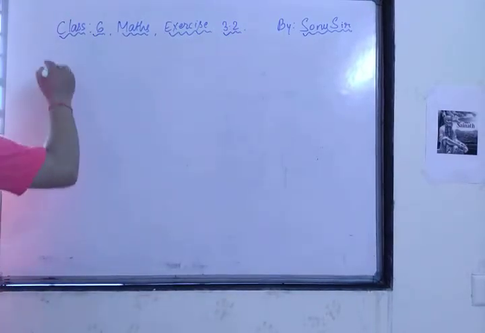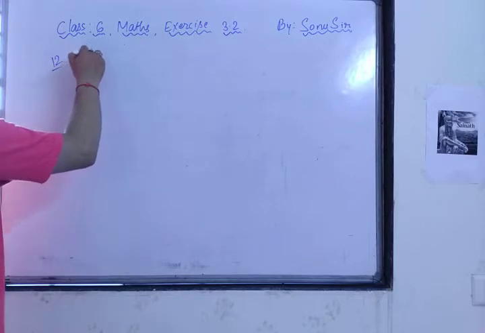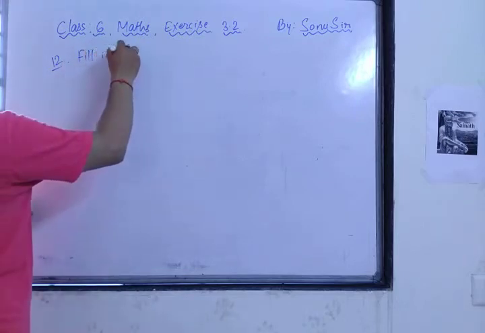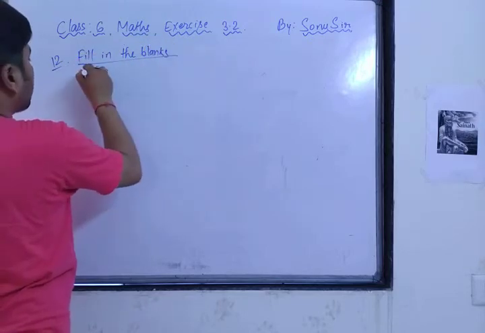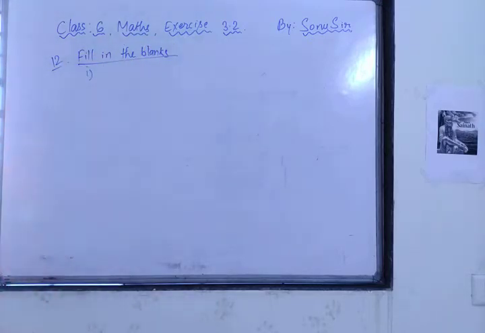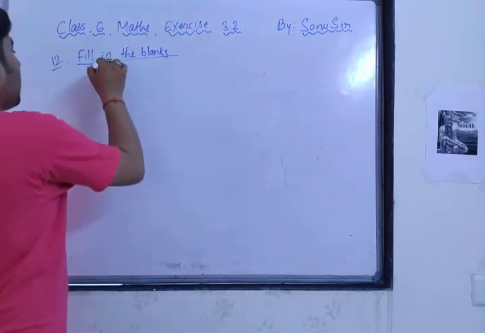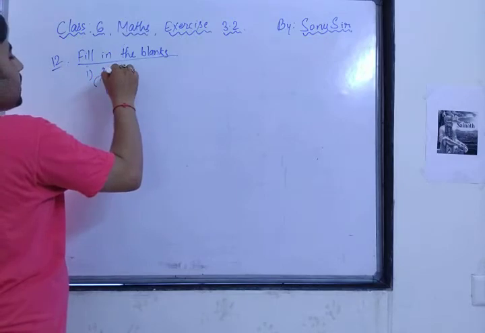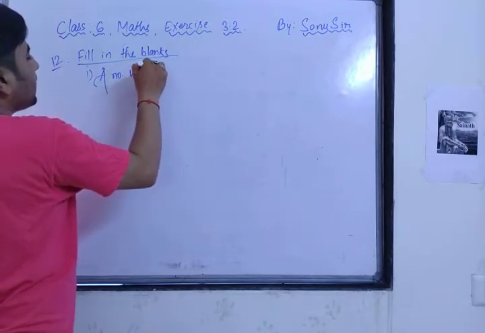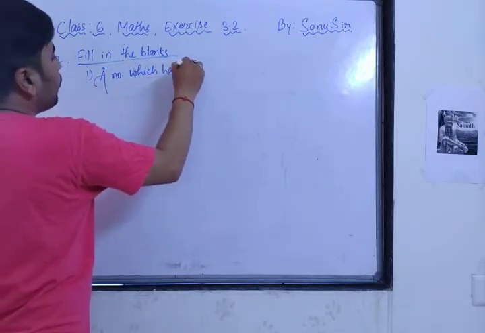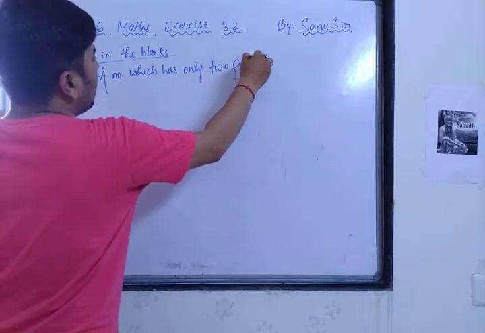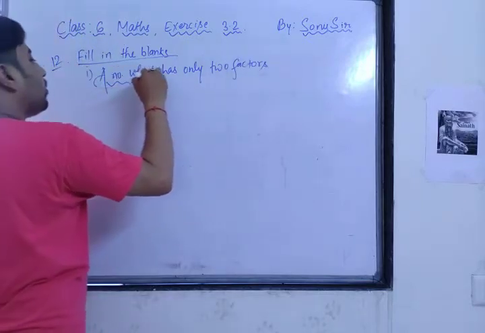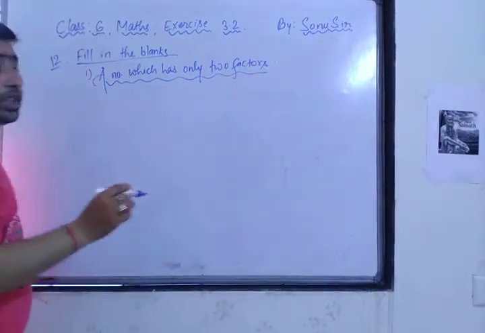Question number 12 is fill in the blanks. First question: a number which has only two factors is called, a number which has only two factors. Can you tell me what is that number called? I informed you in the previous video also about a number which has only two factors.